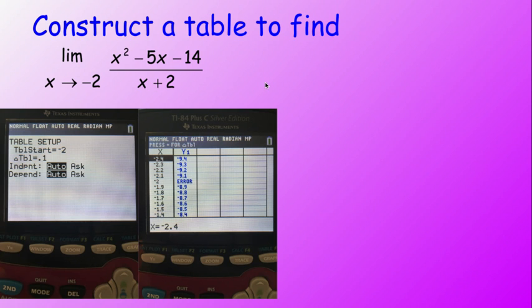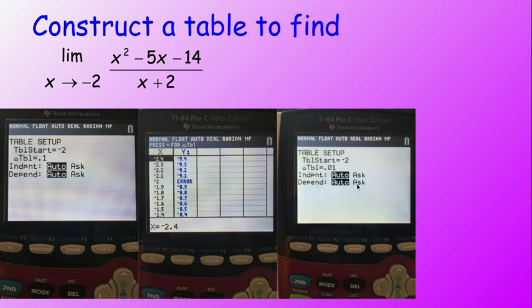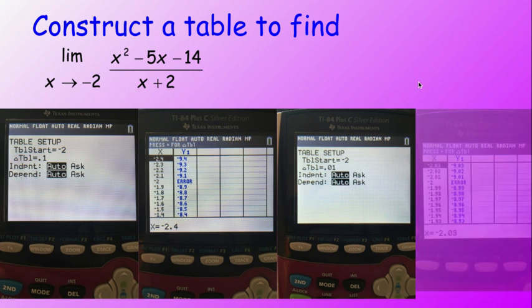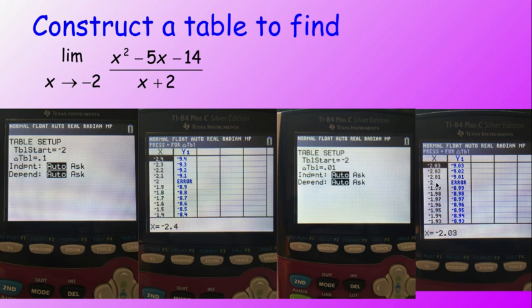Then we can change our delta table. If we go back to our table setup, we can start our table at negative 2, but now we can make our delta table 0.01, smaller, and look at smaller increments around negative 2. Now we can definitely see that from the left and the right-hand side of negative 2, the values of the function are getting closer and closer to negative 9, even though it doesn't equal negative 9 here. All right, the limit would equal negative 9. And that would be our answer.